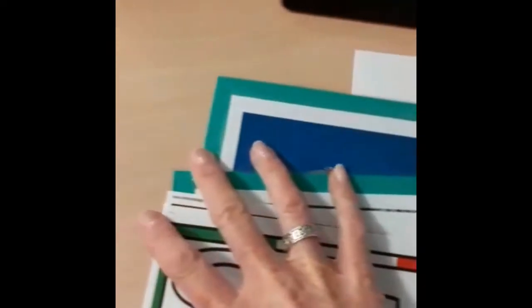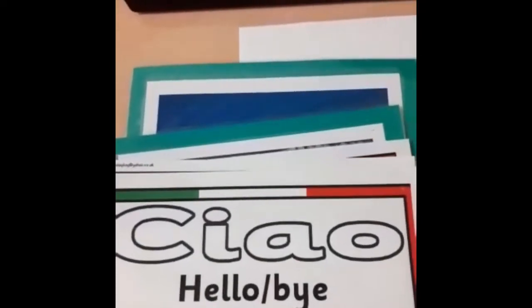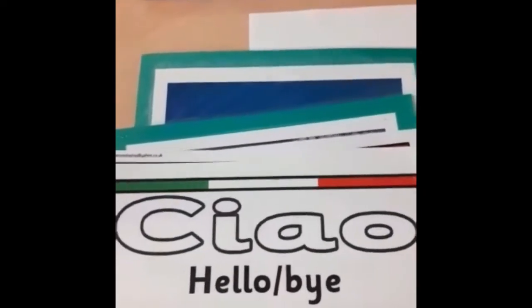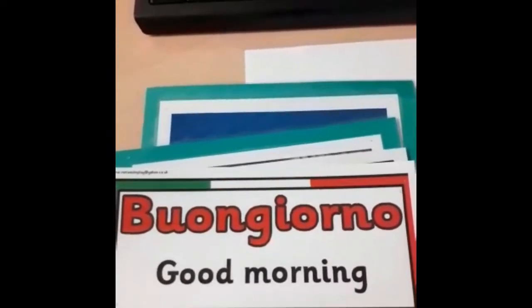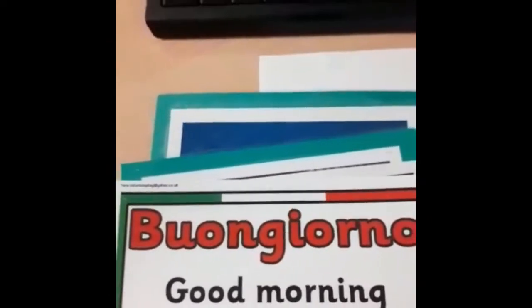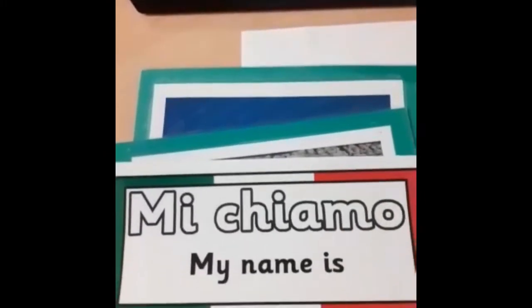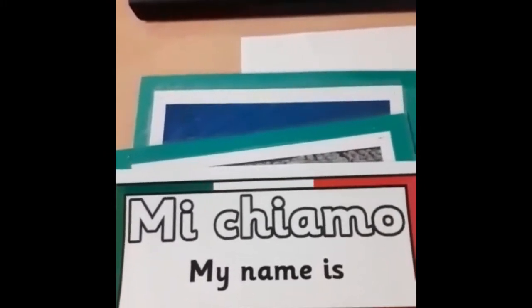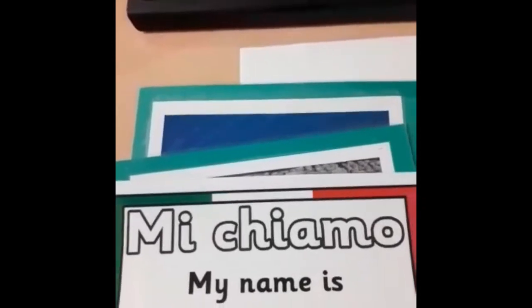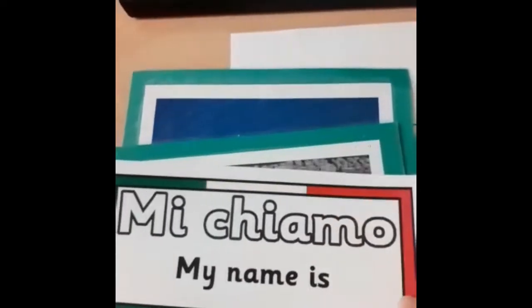You could learn how to say hello in Italian. So ciao means hello or goodbye. So ciao, have a go at saying that. And you could say buongiorno, says good morning. Okay, buongiorno. See if you can roll your R's. That's what they do in Italian. It's a beautiful language. And to say my name is, you could say mi chiamo and then your name. So mi chiamo, mi chiamo Mrs. Curtis, could be, or mi chiamo Sophia.